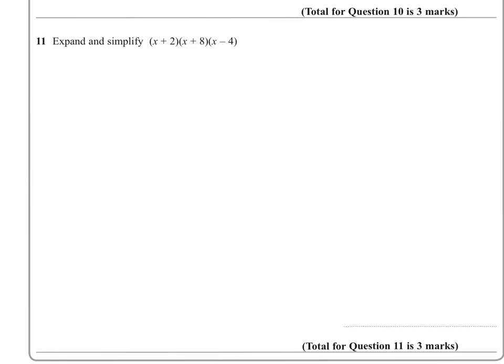Question 11. We want to expand and simplify these three brackets that are under multiplication. Now multiplication is commutative, which means it doesn't matter which order it's done in. So we can multiply two of the brackets and then the last one. It doesn't matter which two we start with. So let's just go by this one and this one first. So let's do x plus 2 times x minus 4, and then we're going to finally times it by x plus 8. So you can use a grid if you wish.